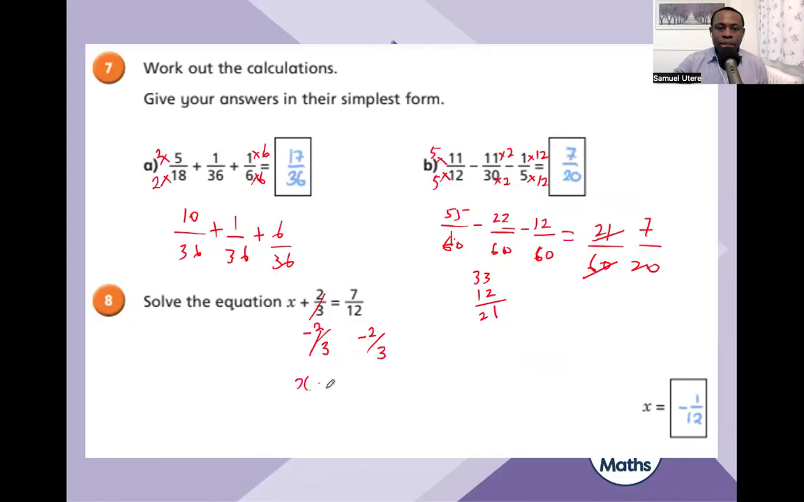So now x is 7/12 minus 2/3. Now, the common multiple we can notice between 12 and 3 is 12. So we need to make this 12 by multiplying it by 4, and we need to multiply that by 4 as well. Now, our answer will be 7/12 minus 8/12. 7 minus 8 is -1. So we'll have -1/12. So our answer is -1/12.